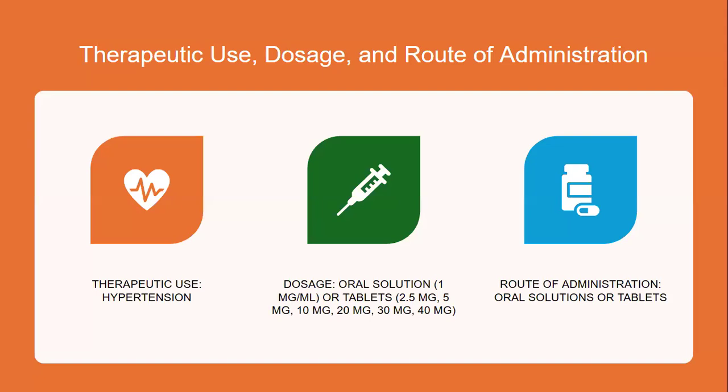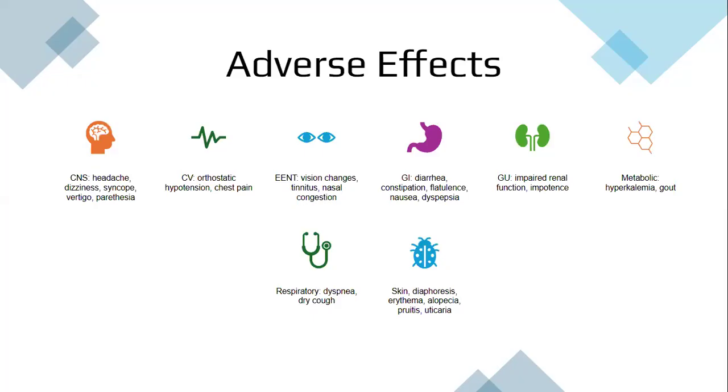The therapeutic use, dosage, and route of administration. For therapeutic use, it is for hypertension. The dosage is an oral solution or tablet. For oral solution, it can be 1 milligram per milliliter. And for tablets, it can be 2.5, 5, 10, 20, 30, or 40 milligrams. The route of administration would be oral solutions or tablets.